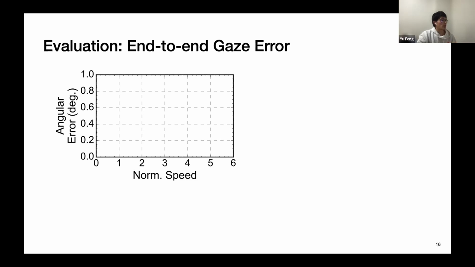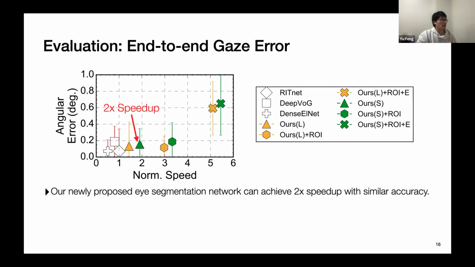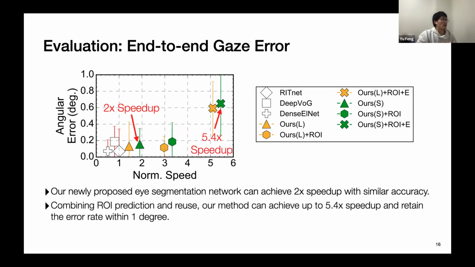This is the evaluation on the overall gaze error. The x-axis shows the normalized speed, and the y-axis shows the overall angular error. As we can see, our newly proposed eye segmentation network can achieve a 2 times speedup with similar accuracy as other state-of-the-art algorithms. By combining ROI prediction and the reuse operation, our method can achieve up to 5.4 times speedup and retain the error within 1 degree.